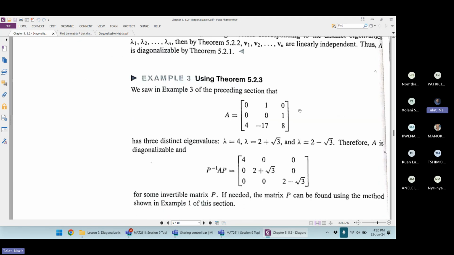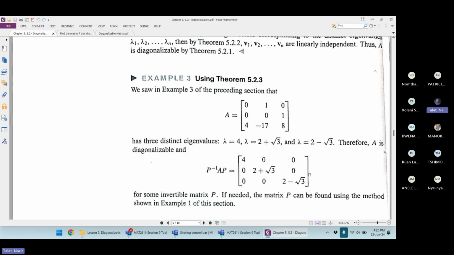For example, here is a good example of this theorem. If we have a matrix A and find its eigenvalues, just take the determinant of lambda I minus A equal to 0, then you will get these three roots. Lambda 1 is 4, lambda 2 is 2 plus root 3, and lambda 3 is 2 minus root 3. So these are three distinct eigenvalues.